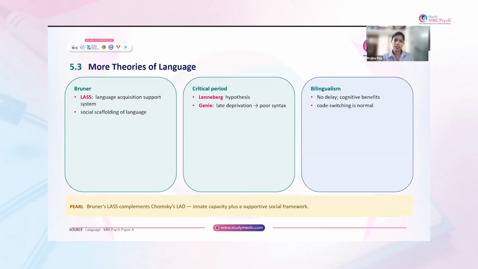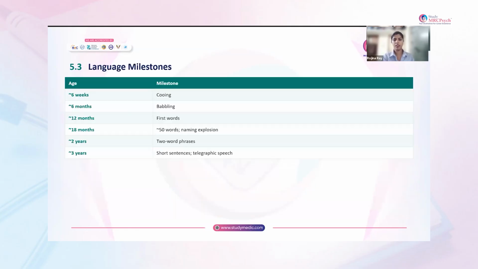So Werner's LASS complements Chomsky's LAD. That is the innate capacity plus a supportive social framework that is needed for normal language development. Now, we have already discussed the key language milestones, which are cooing around 6 weeks, babbling around 6 months, telegraphic speech.